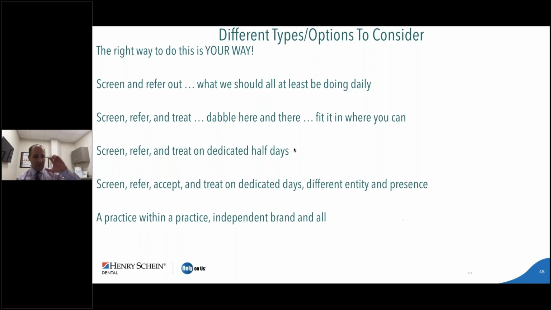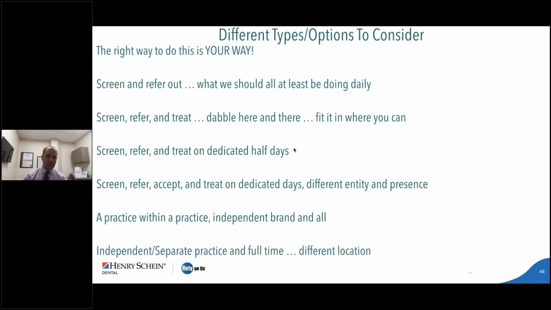So you can have Copper Family Dentistry, and then you can have Copper Dental Sleep Medicine. So you can have a separate brand, make it independent. It can be under the same roof, but different staff, different team, different phones, and all of that stuff, sharing overhead, etc., what you will. And so that's another option to do it that can work. And then you can do an independent, separate practice and full-time, have a different location, be 100% focused on craniofacial pain and dental sleep medicine, or just dental sleep medicine if you choose.